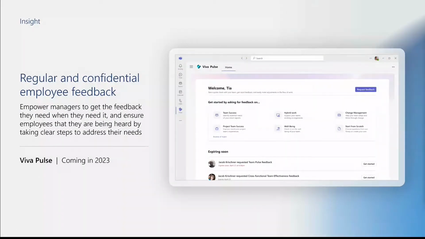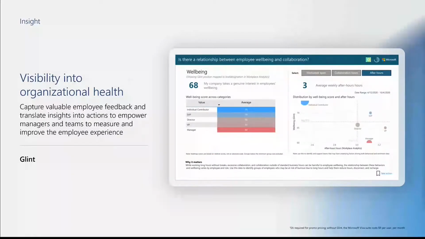We talked about regular and confidential employee feedback. So an easy way to do this is through Viva Pulse, again, just announced, and we'll be rolling out as part of that whole Viva suite. So, what do you want to do? What do you want to feedback on, for example? In terms of organizational health, if you think about Glint, and many of you know that we acquired Glint not so long ago, you'll be able to get information about average weekly after hours of where people are working, what the well-being is like for the organization, and how that works.